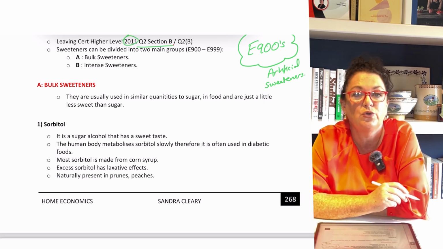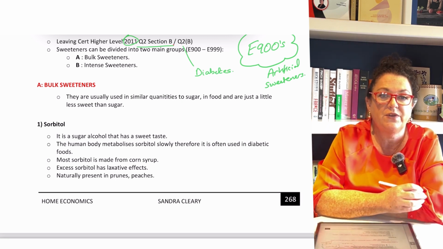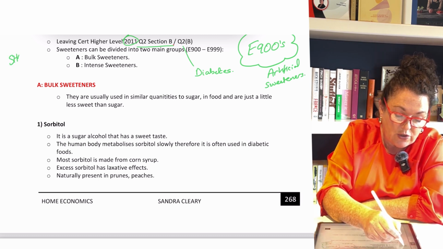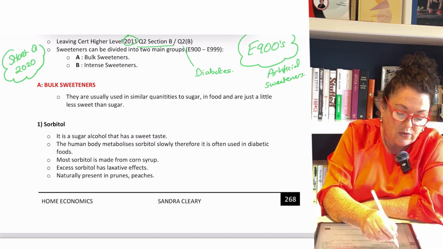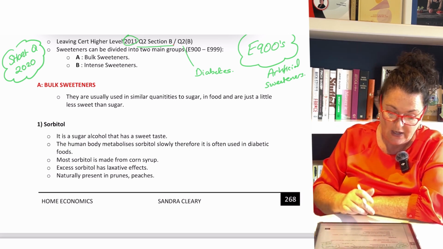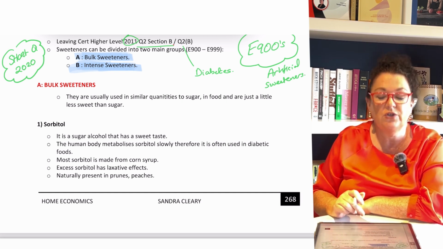Now, we were asked about artificial sweeteners on a long question back in 2011 on question 2b. The question was actually on diabetes, and incorporated into the question, they asked about the different classes of sweeteners. We were also asked on a short question in 2020 about classifying sweeteners. So on two occasions we have been asked. Now, there are two classes or two groups of sweeteners, and they are bulk sweeteners and intense sweeteners. So we're just going to write a little bit about each of them.